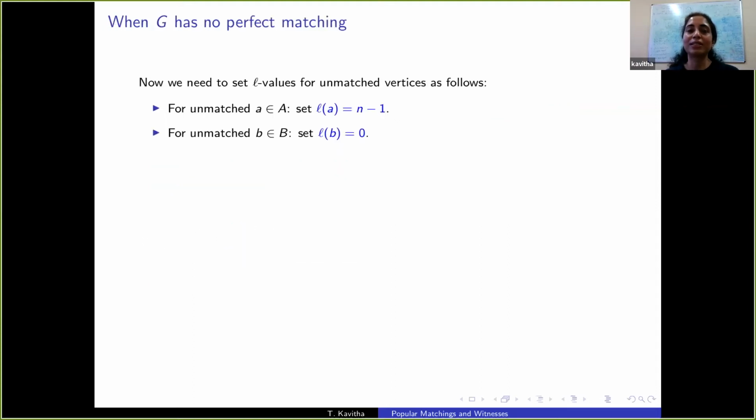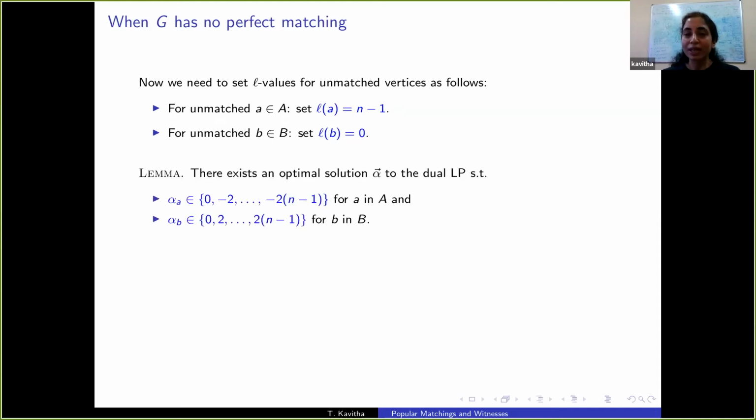And the tougher case is when G has no perfect matching, in which case we need to set L values so that all unmatched vertices in A are in the topmost level and unmatched vertices in B are in the bottommost level. So we again play with the dual LP. So we just drop all the unmatched vertices for now. Then it becomes a perfect matching in the remaining graph. So we can just inherit the previous lemma.